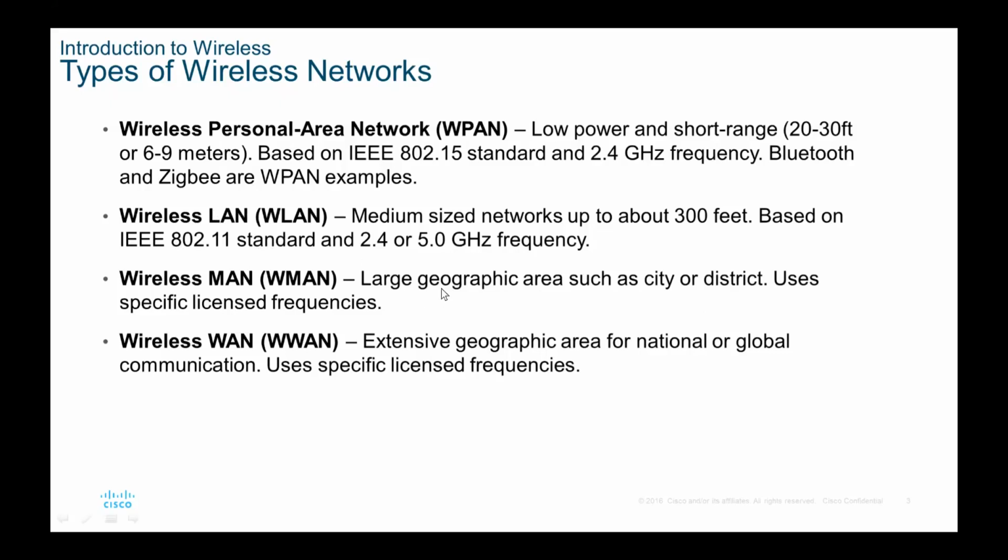Okay, then the next type of wireless network is the wireless MAN, which is used in a metropolitan area network, which covers a large geographic distance, and it's suitable for covering large cities and districts. And they operate at a specific licensed frequency. Then we have the wireless WAN network, which covers very large geographic locations. It is used for national and global communication.